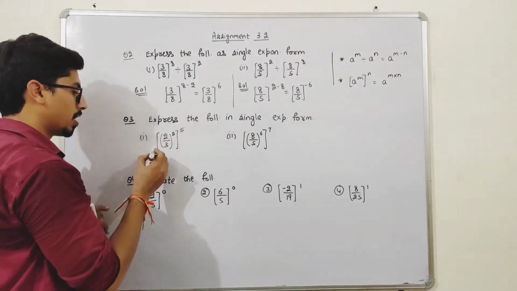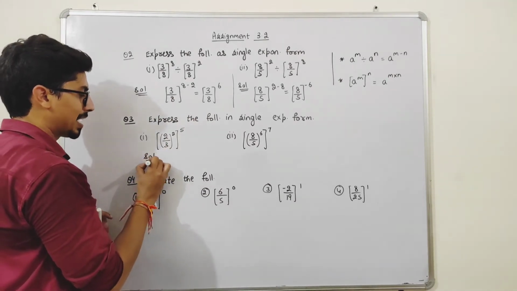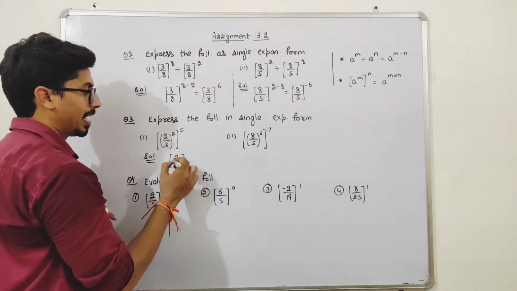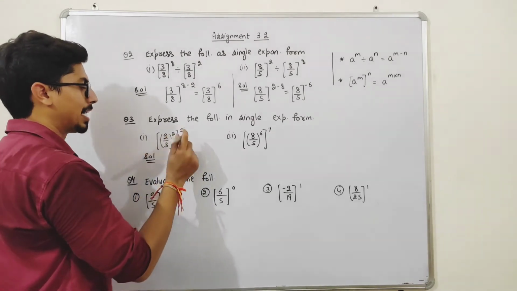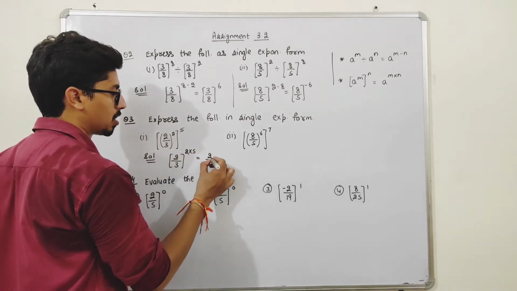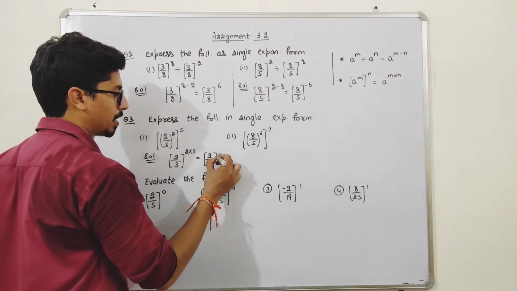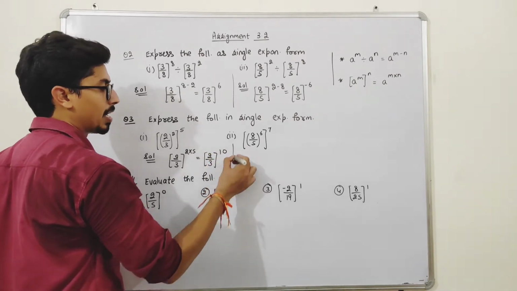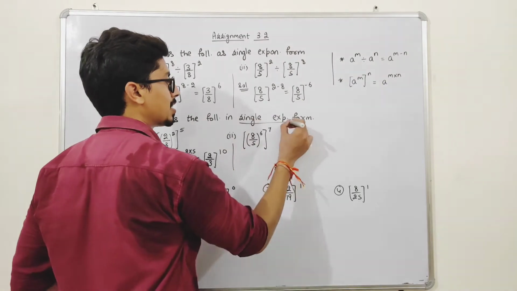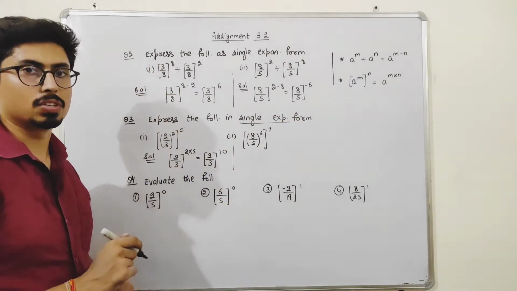Okay. So just write the base as it is, 2 by 3, and just multiply the power. So 2 multiplied by 5. So the answer will be 2 by 3 raised to the power 10. Okay. And I have to give the answer in single exponent, that is in the single power. So this will be the answer.